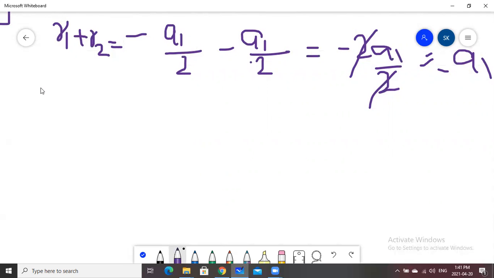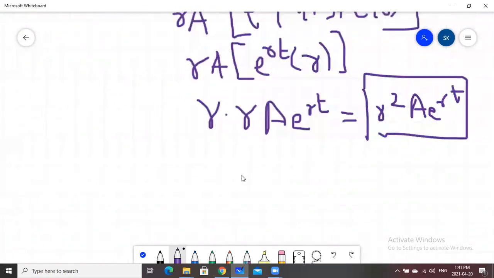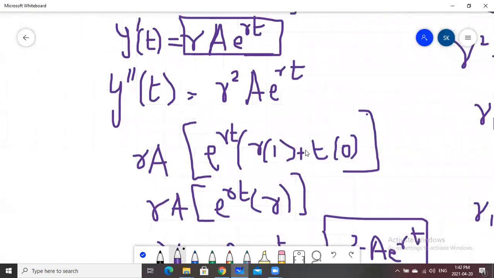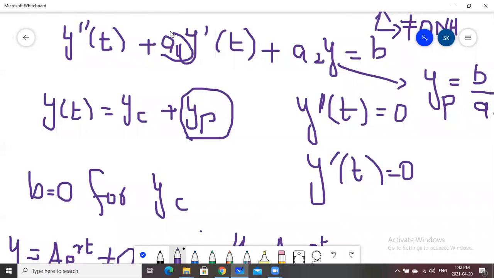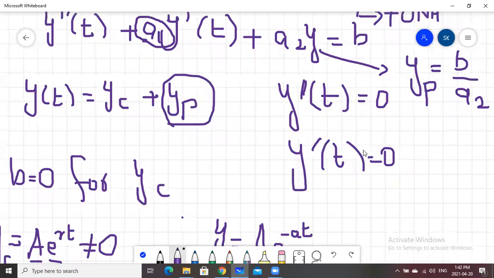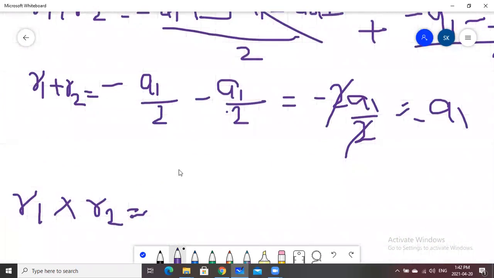Now, if we want to find the product of the roots, we will get r1 multiplied by r2 is equal to. Before proceeding, what is the value of a1 in our question? Here, we have evaluated this value through r1 plus r2. Now we will find out the value of a2 through r1 multiplied by r2. Therefore, our next step is to find out the value of r1 multiplied by r2.